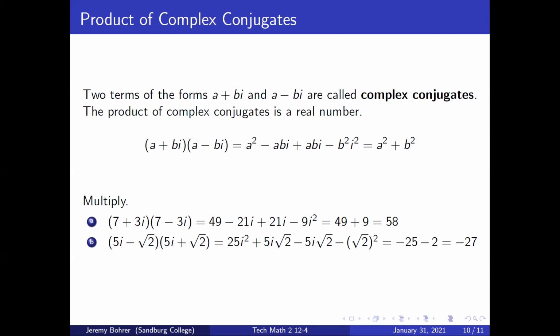5i minus the square root of 2 times 5i plus the square root of 2 equals 25i squared plus 5i times the square root of 2 minus 5i times the square root of 2 minus the square root of 2 squared, which is negative 25 minus 2, which is negative 27.